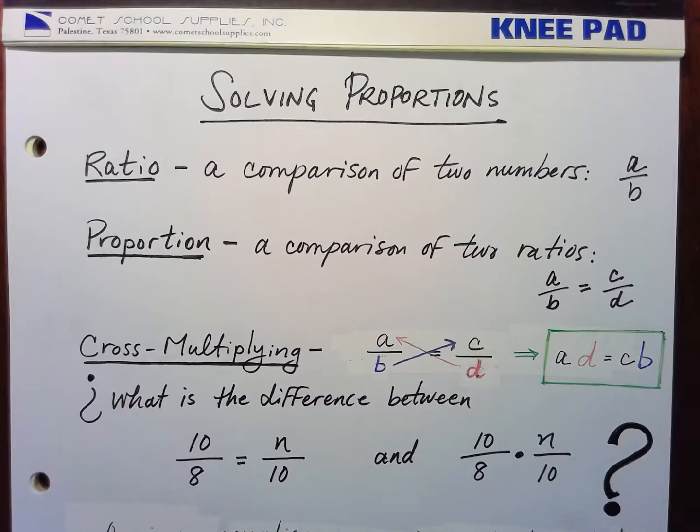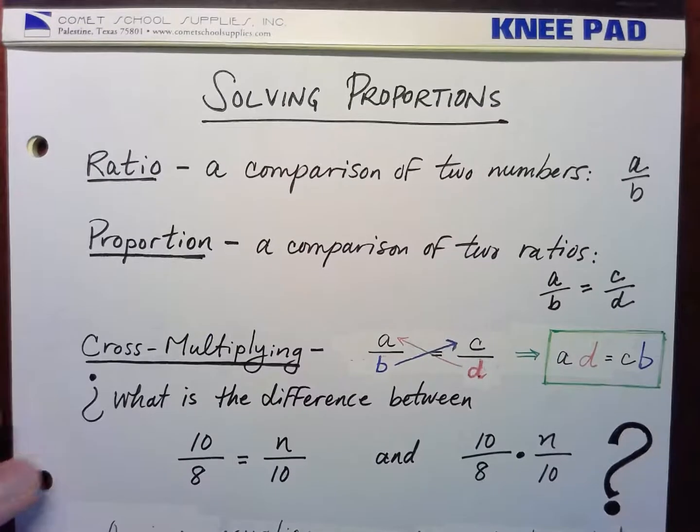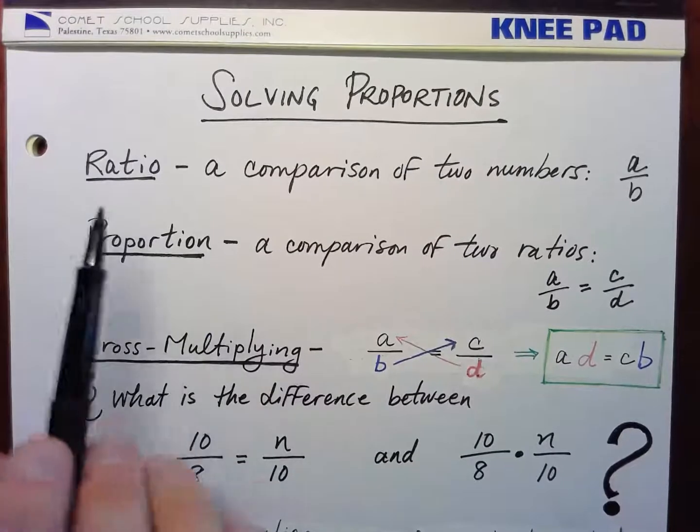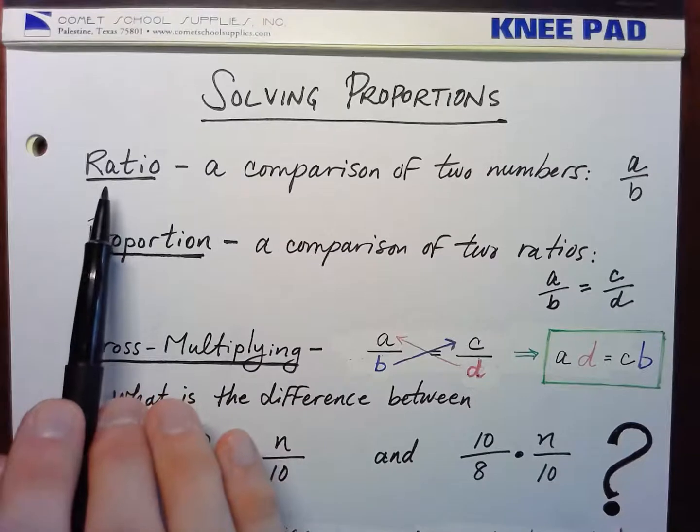I see a lot of incorrect steps and incorrect application of techniques when students are solving proportions, and so I want to make sure that we're very clear about what we do with these. So what's a ratio? Let's review from last year.